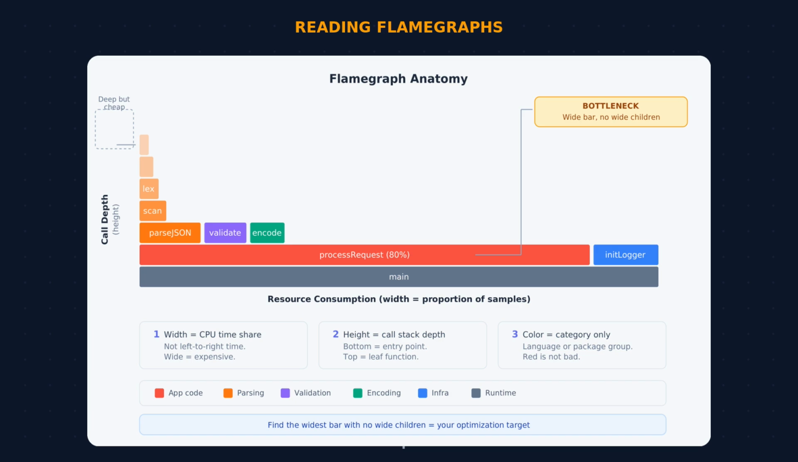The diagnostic rule: find the widest bar that has no wide children. That's your bottleneck. It's spending time doing work itself, rather than delegating. That's where you optimize. Tall and thin? Irrelevant. Wide and short? That's your problem.